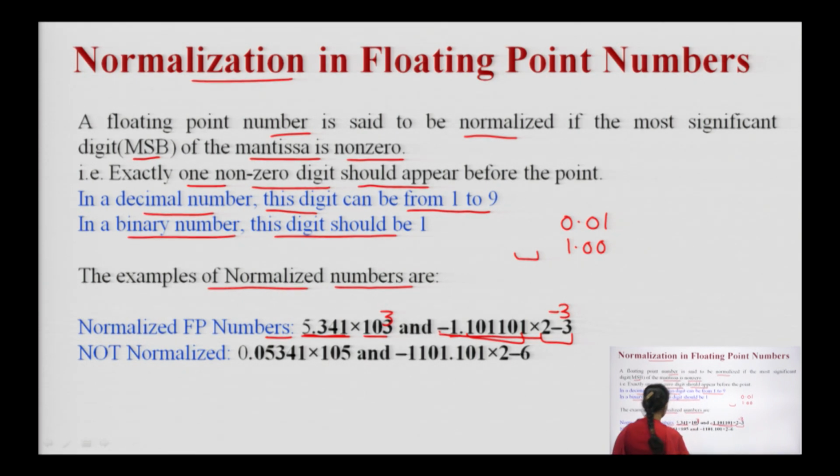Then if I take the example 0.05341 × 10^5, this number is not a normalized number because before the decimal there is a 0. That shows the number is not normalized, fine. And if I take another example in binary, minus 1101.101 × 2^-6, again before the decimal there are so many elements, not exactly 1. So, this number is again not normalized.